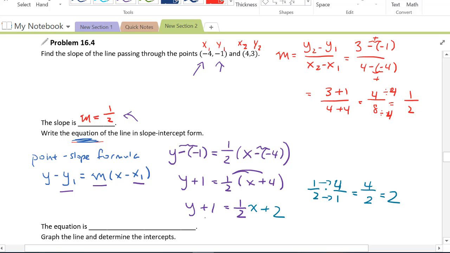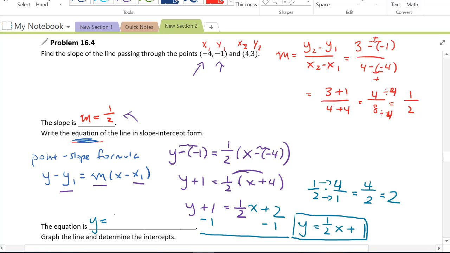Okay, now we solve for y, minus 1 to both sides. And there you go, that's our equation. Our equation is y equals 1/2 x plus 1. Okay, that's our equation of the line. And we can put that in here. y is equal to 1/2 x plus 1. Okay, so that's how we do it.